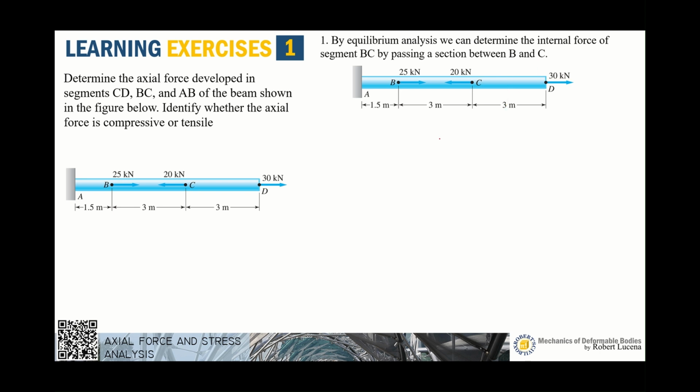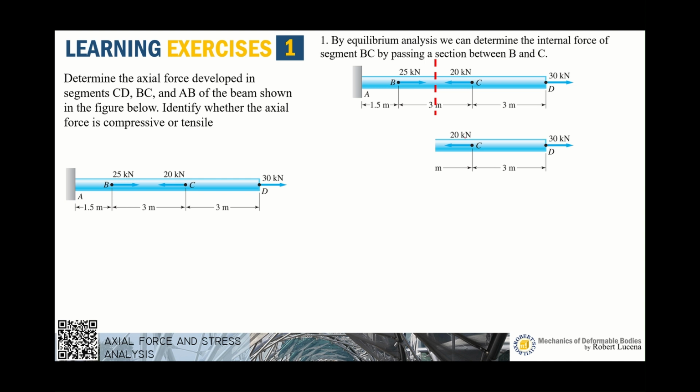Let's try to solve the internal reaction at segment BC. Again, you have to pass a cutting plane and then expose the internal reaction. This time I'm still using the right portion of the shaft, but you can use the left portion if you find it simpler, but make sure you replace this support with the corresponding support reaction. Later on, we'll solve for the support reaction and we'll be using the left side.